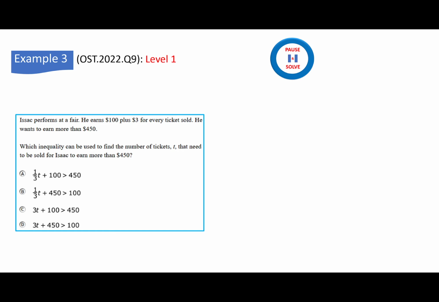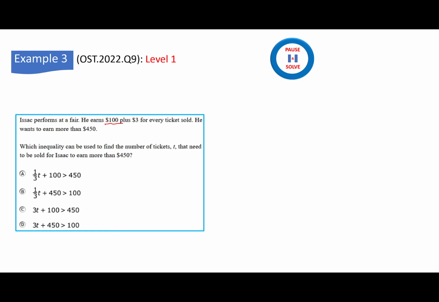Example 3. Isaac performs at a fair. He earns $100 plus $3 for every ticket sold. He wants to earn more than $450. Which inequality can be used to find the number of tickets T that needs to be sold for Isaac to earn more than $450? So many questions like this.